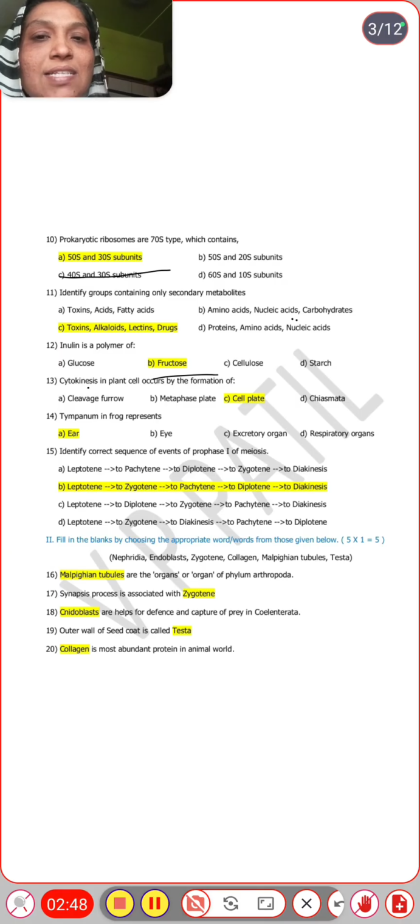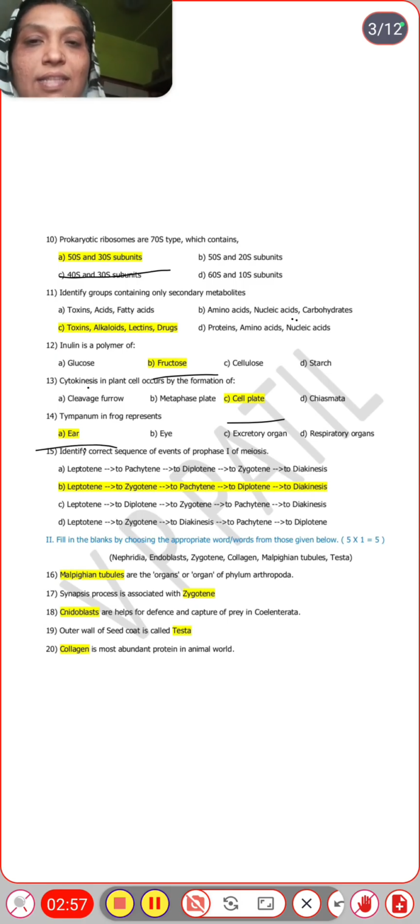Cytokinesis in plant cells occurs by the formation of the cell plate. Tympanum in a frog represents the ear. Frog ear, that we call as a tympanum. Identify the correct sequence of events in prophase 1 of meiosis: leptotene, zygotene, pachytene, diplotene and diakinesis.